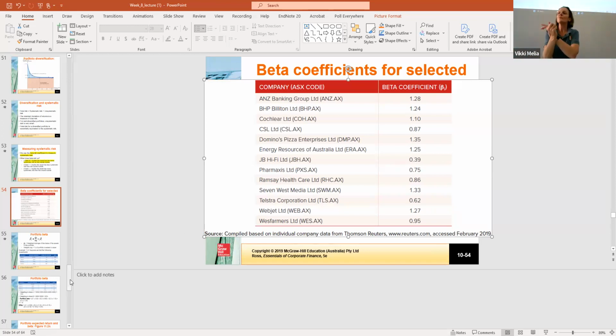So we've talked about total risk. We measure the total risk by calculating the standard deviation. Total risk is made up of systematic and unsystematic risk. And by having a diversified portfolio of assets, we can eliminate most of the company's specific or unsystematic risk. We measure the systematic risk by looking at the beta for a company or an asset. The higher the beta, the higher the systematic risk. And it's a relative measure. It's relative to the market overall.